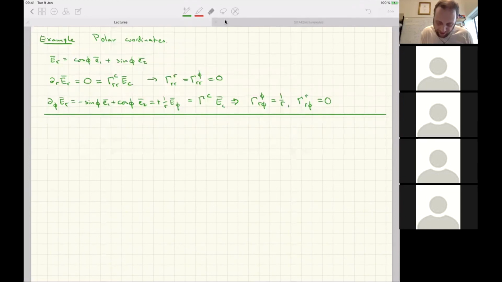I'm getting ahead of myself. So you're right. Phi r. Very good. The reason that I am sometimes going to be sloppy with this is that in most cases that we are going to discuss, it's going to be symmetric in the indices.